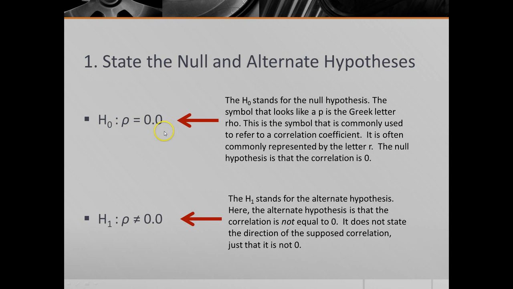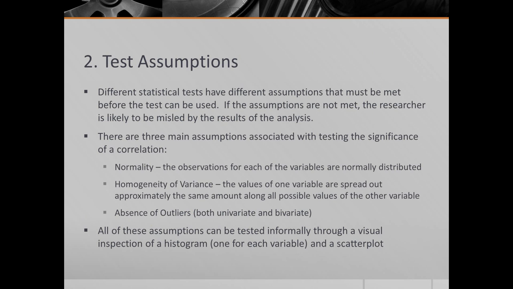So rho equals 0.0. The null hypothesis is that the correlation is 0, that there's no relationship between the two variables. The alternate hypothesis is that rho, again, the correlation coefficient, is not 0. It could be as low as -1, as high as +1, but what we're saying here is that it is not 0. It doesn't state the direction of the correlation, just that it's not 0. There is some correlation or some relationship.